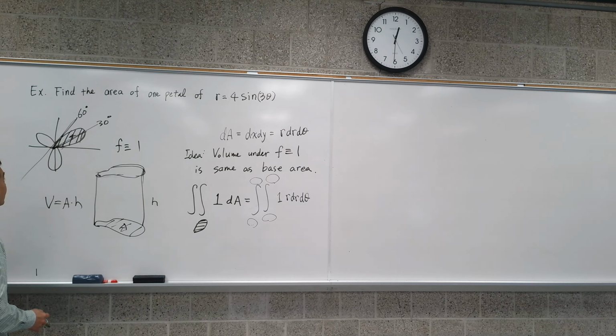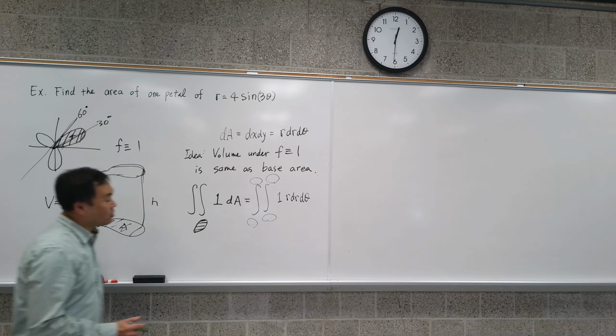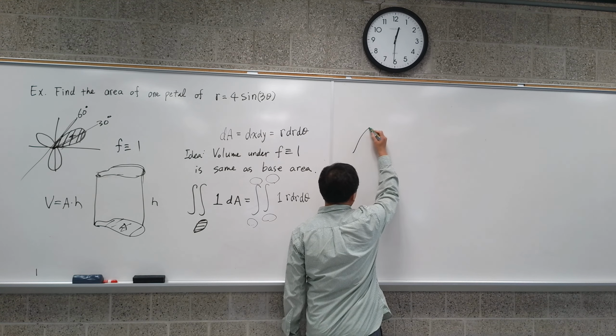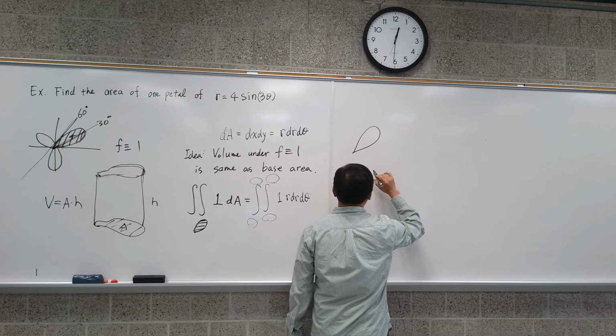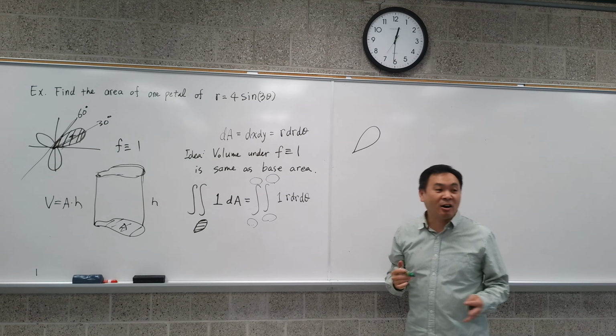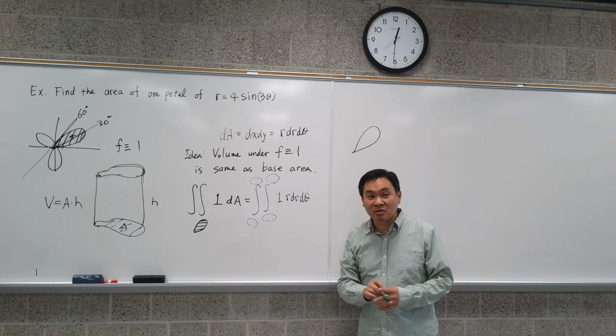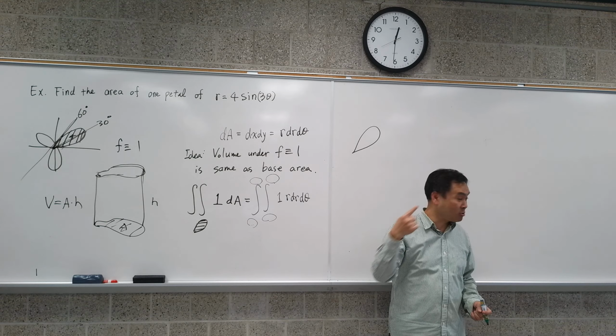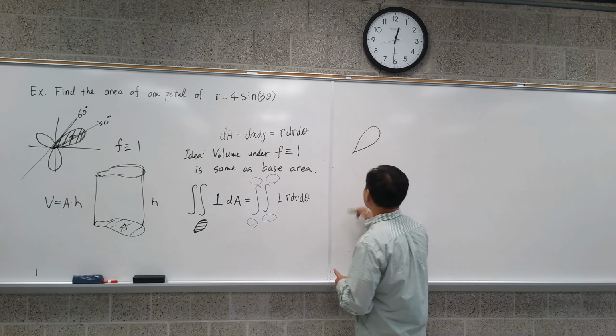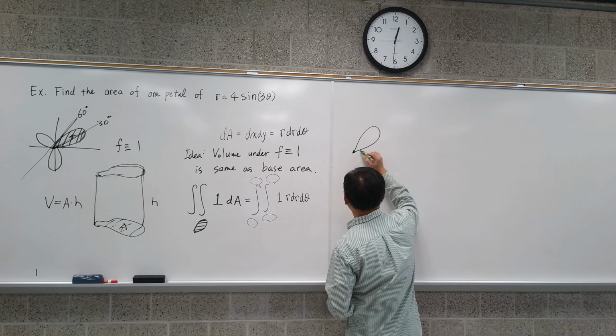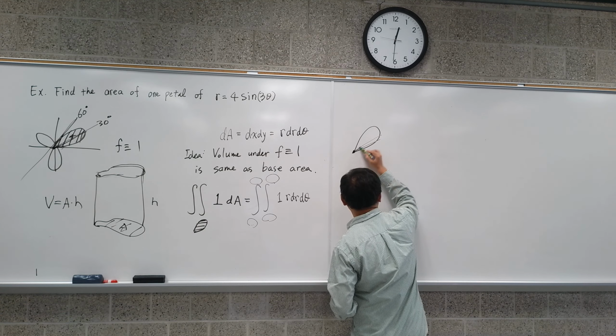And I tried to explain this by a painting analogy, right? So what does it mean to paint this region using r? Well, think about what dr is. dr means you're increasing in the radial direction, right? So in other words, you're always starting at the origin. You're trying to paint this radially.